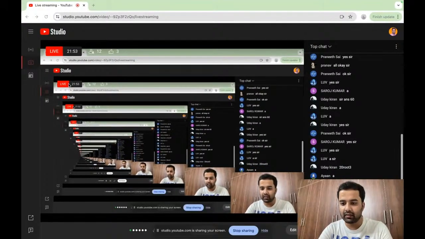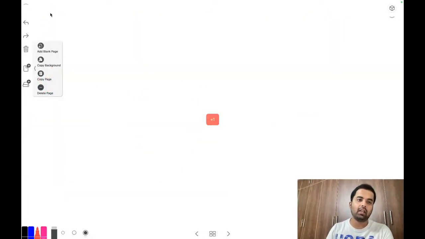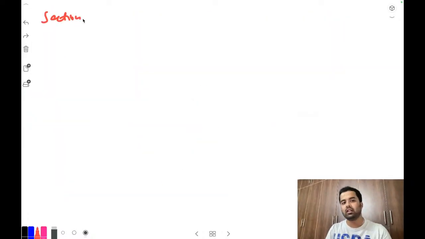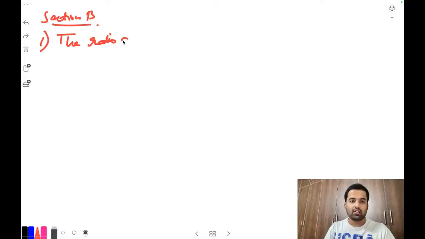Yeah, Uday, 20 by root 3, correct. Same answers. Good, I hope this is clear now. So let's proceed with section B. Here you need to draw the diagram in your answer as well, with proper content. For MCQs, we draw the diagram only for our own understanding, not to explain to others. Okay, let me put the question. The ratio of the length of the vertical rod.